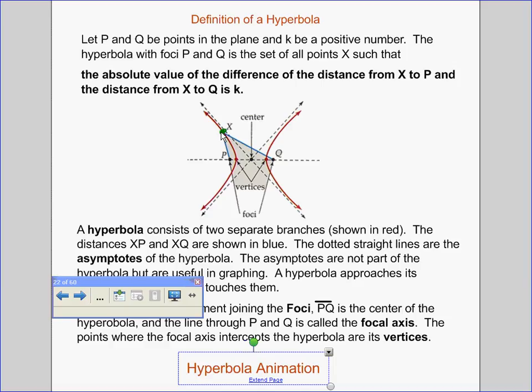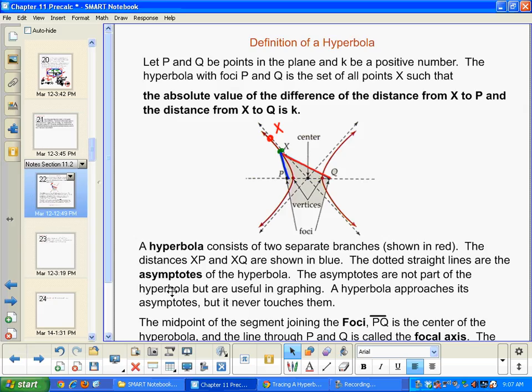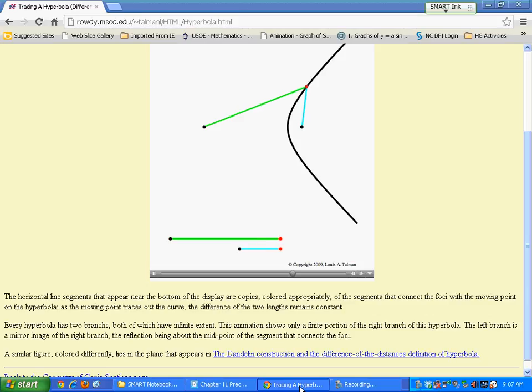If you take the distance from P to X, and then you take the distance from Q to X, and you subtract those, taking the absolute value of those distances, it's going to be equal to some value K, as it would be if we were to put X in a different spot on the hyperbola. All right, and so let's look at an animation of this to help you a little bit.